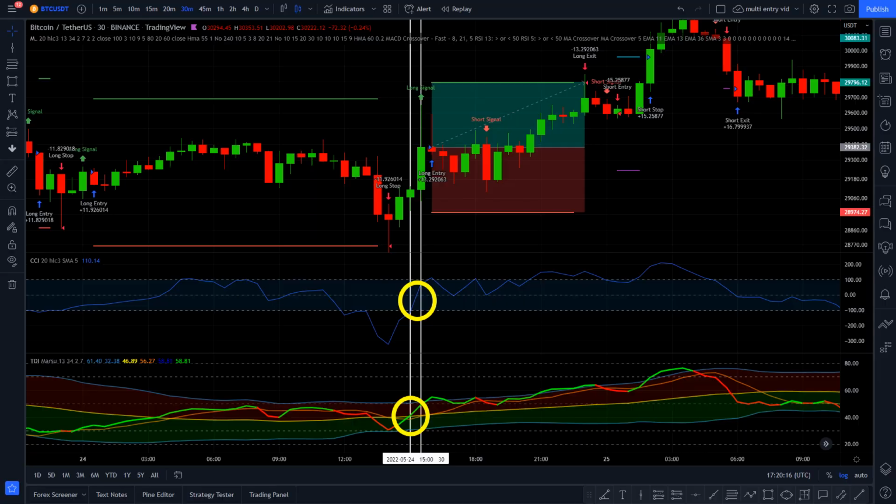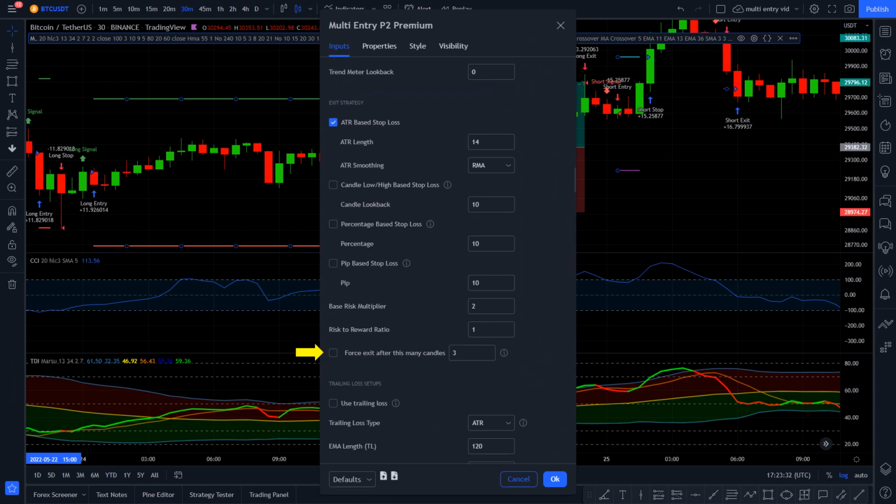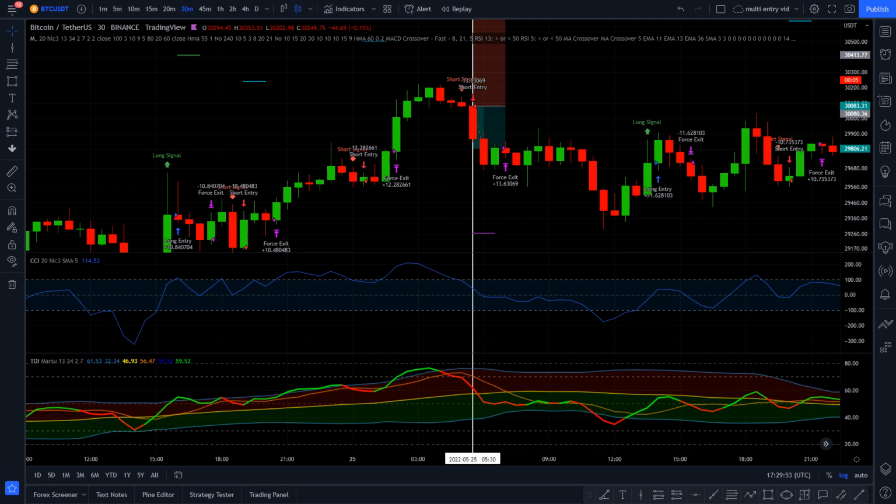Below the entry signal tolerances, you can set up your position exit method, so your stop loss and take profit levels. Here you can find a brand new function which we just added, and that is the forced exit after X number of candles option. This function lets you choose after how many candles from the entry signal you want to exit. So, for example, if I set this to 3, then the strategy will always exit the position after 3 candles starting from the entry candle.